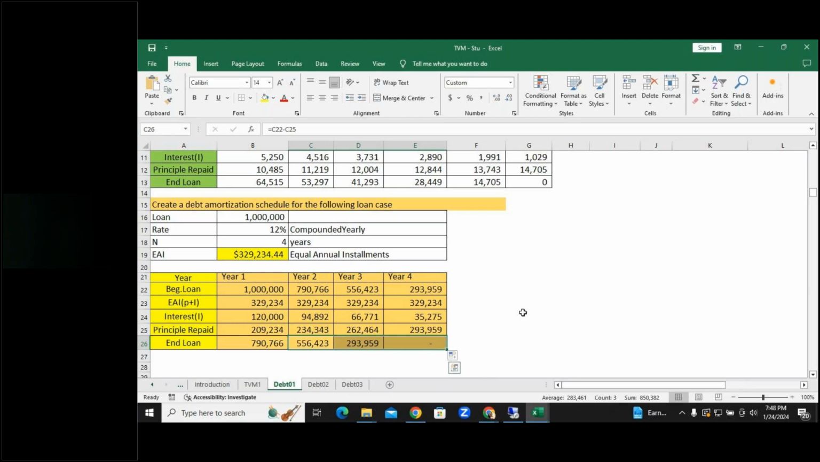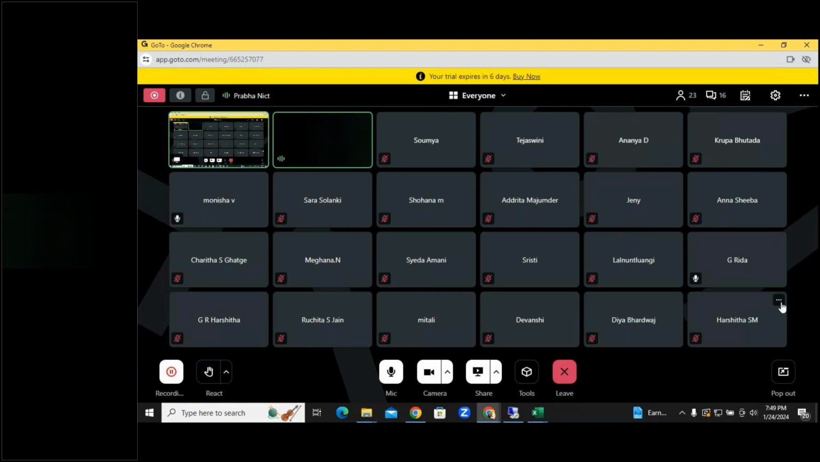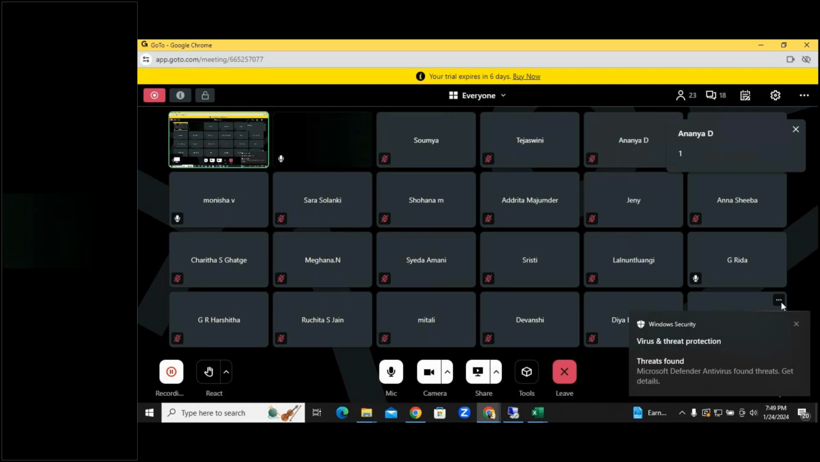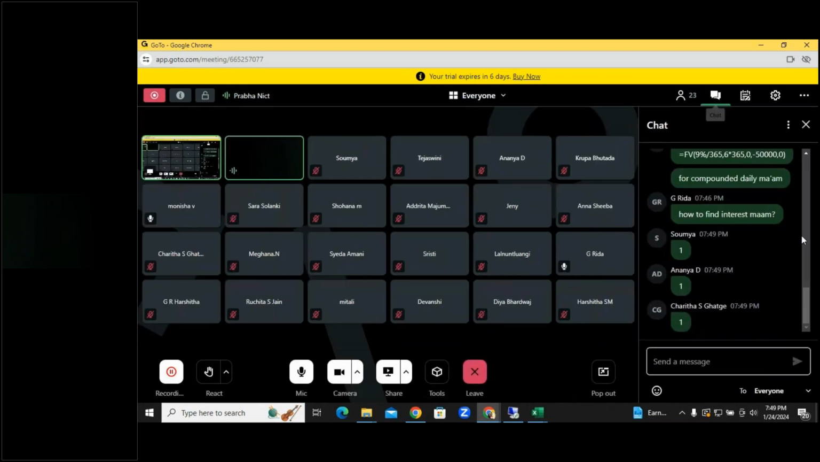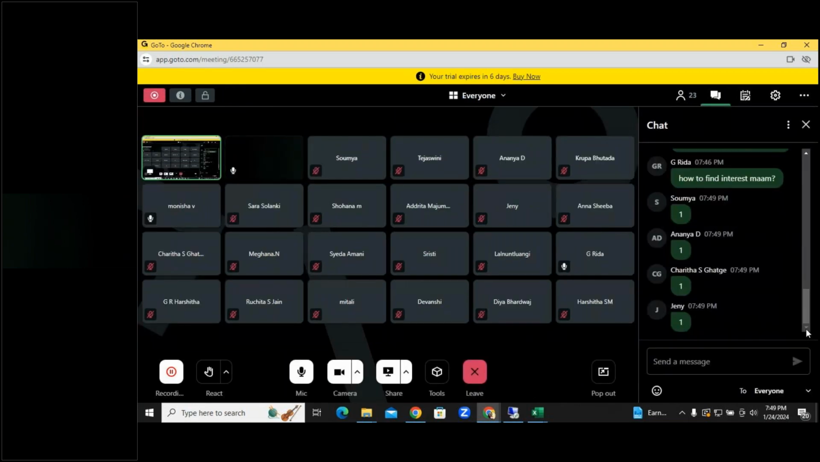Hope you people are able to follow it. Type in 1 if you people have followed whatever I have taught today. Rida, you did not follow how to calculate the interest mark. You want me to show it once again?